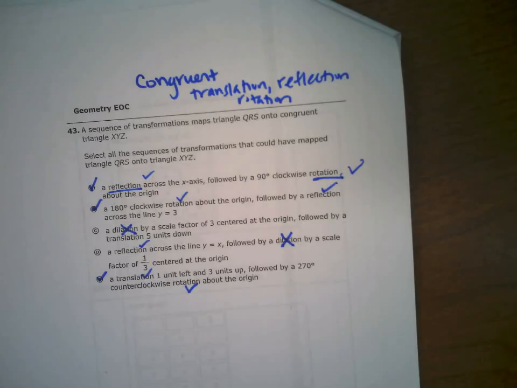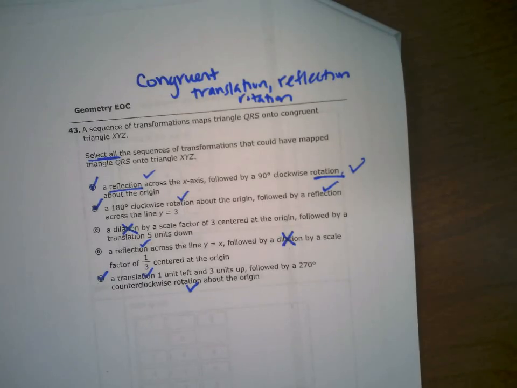So we have 3 that work. Remember, it's select all. As soon as you see select all, you know you need at least 2. Sometimes it's more than 2. This is an example of when we had 3 that were correct. It's really important to read all of your choices for select all.